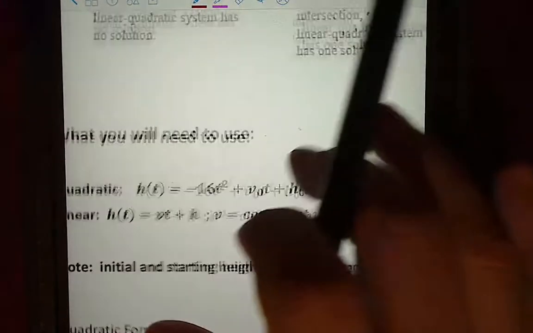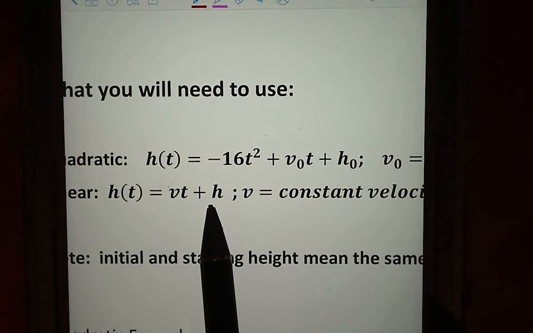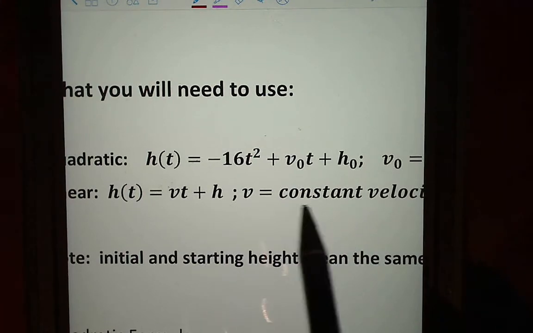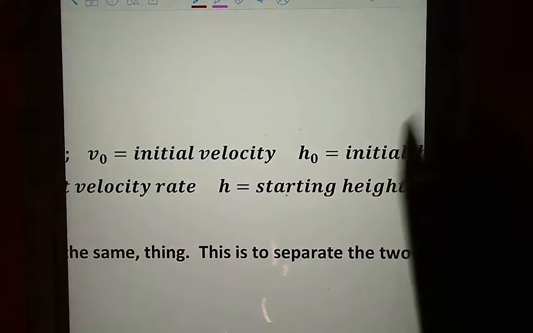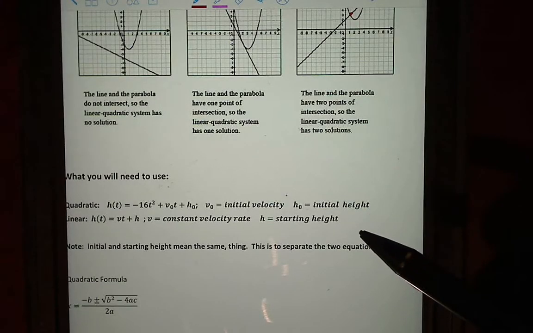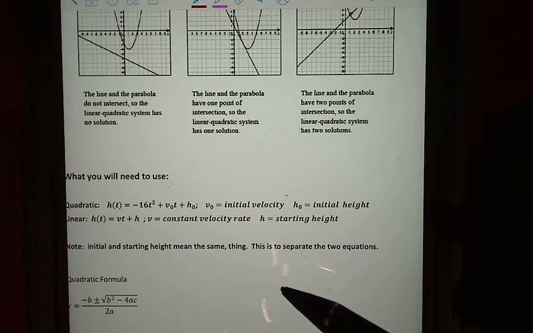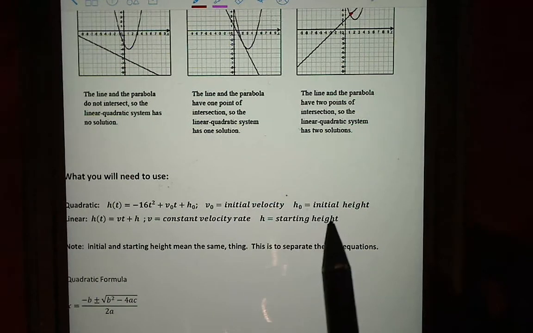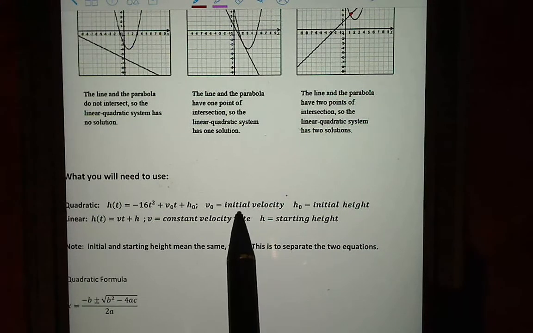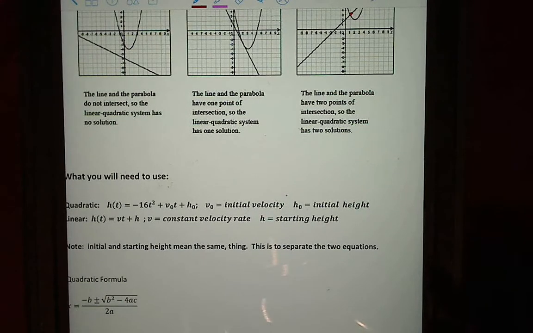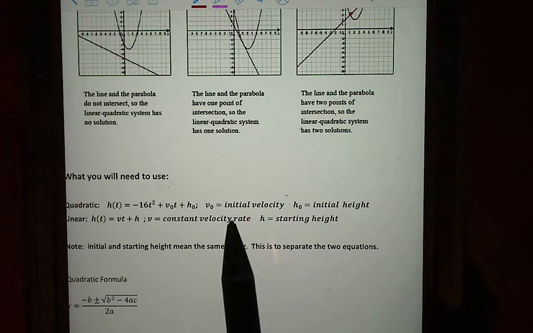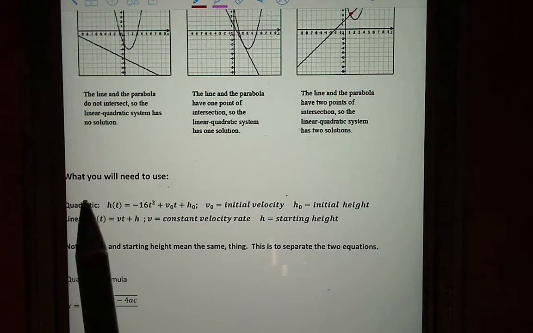And then the second thing is we have a linear equation, where you're going to have Vt plus H, where V is your constant velocity. The reason it's constant is because we're talking about a linear line. And H stands for your starting height. Yes, initial height and starting height mean the same thing. I'm differentiating them because sometimes the word initial will be used versus starting height, same thing with initial velocity versus constant velocity. So know that your constant velocity and starting height are matched up with your linear equation, and your initial height and initial velocity are matched up with your quadratic equation.